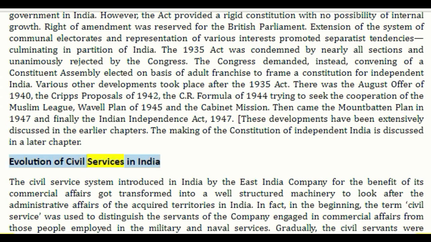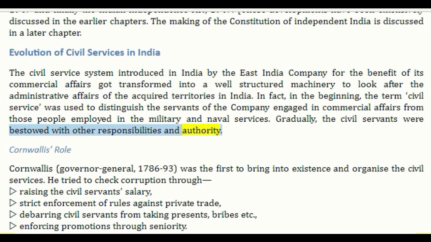Evolution of civil services in India. The civil service system introduced in India by the East India Company for the benefit of its commercial affairs got transformed into a well-structured machinery to look after the administrative affairs of the acquired territories in India. In fact, in the beginning, the term civil service was used to distinguish the servants of the company engaged in commercial affairs from those people employed in the military and naval services. Gradually, the civil servants were bestowed with other responsibilities and authority.